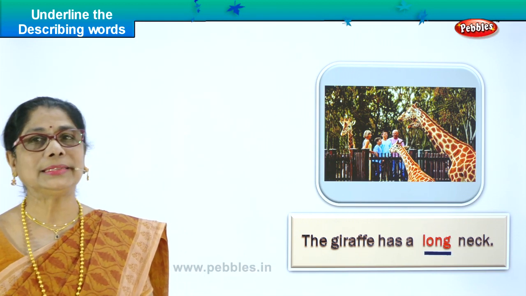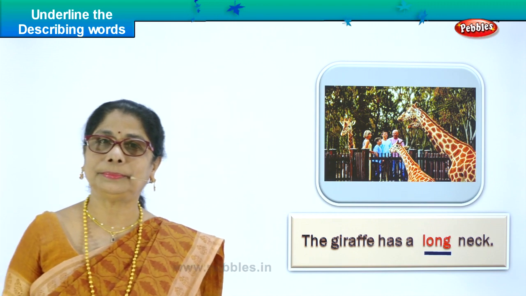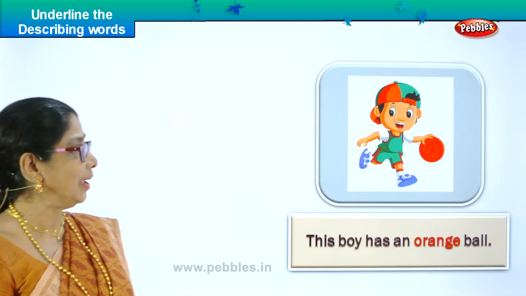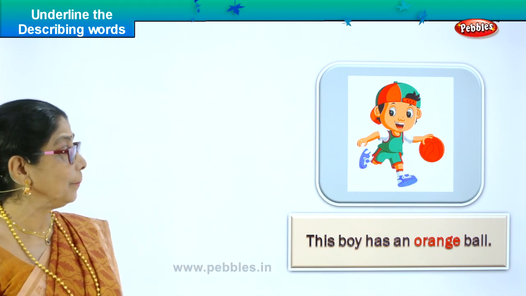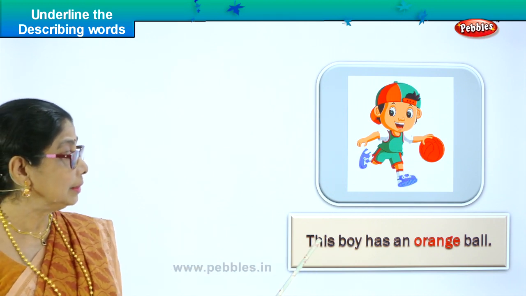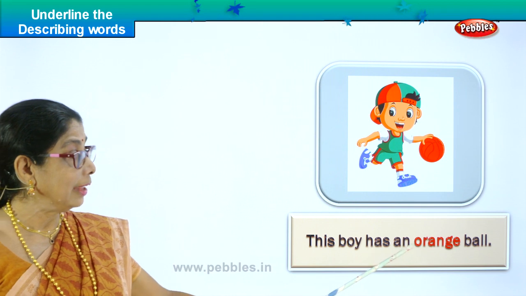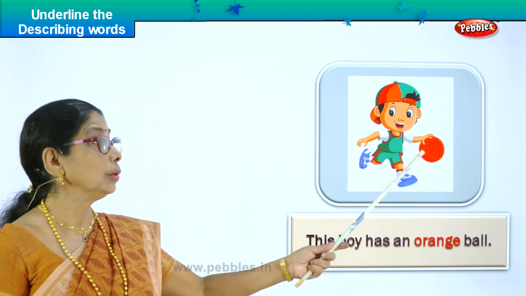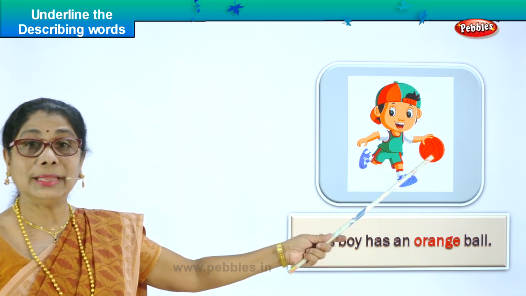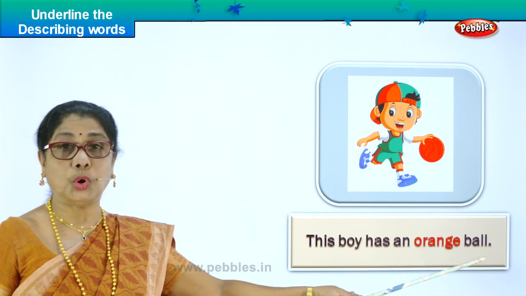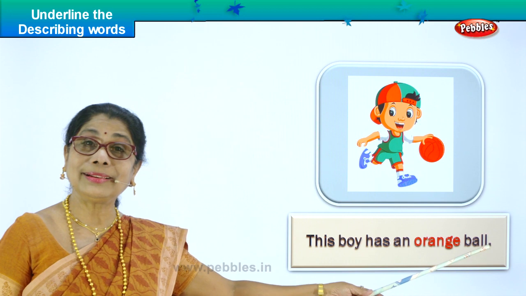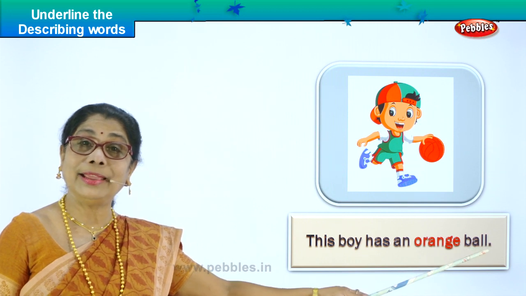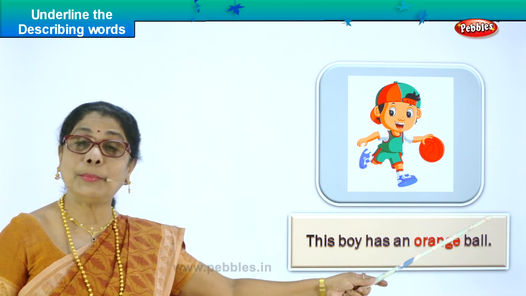Good. Let's take a new picture. Look what you have here. The little boy's got the ball. He's going to play. Now, this boy has an orange ball. What color ball? He has an orange ball. So, orange describes the color of the ball. Yes. So, we underline orange that describes the ball.